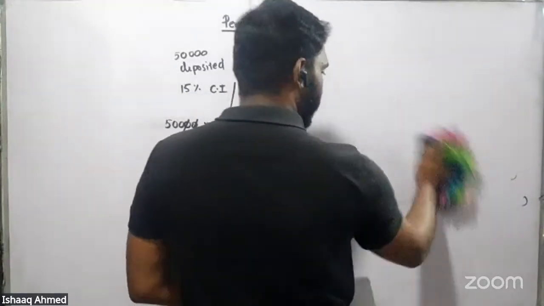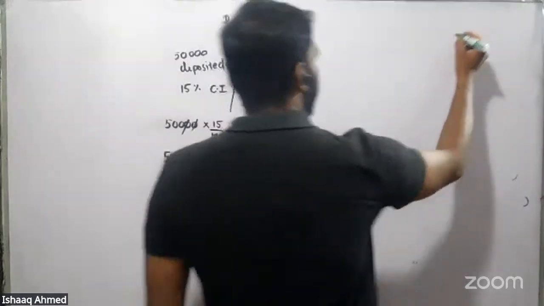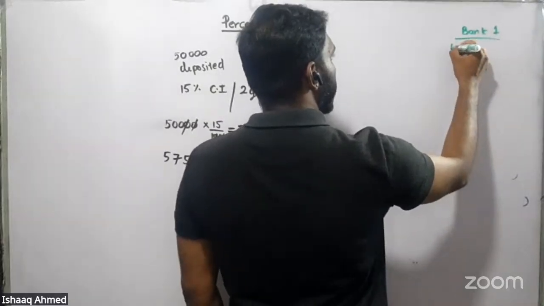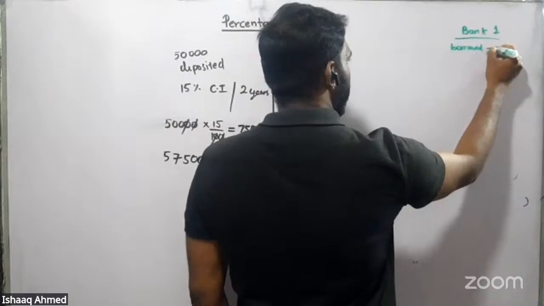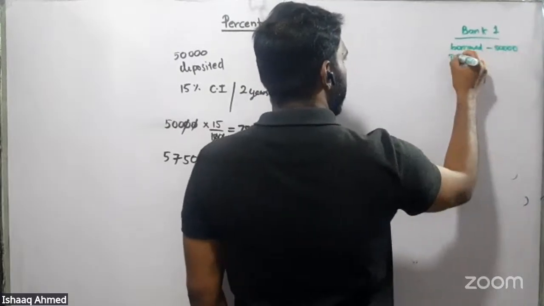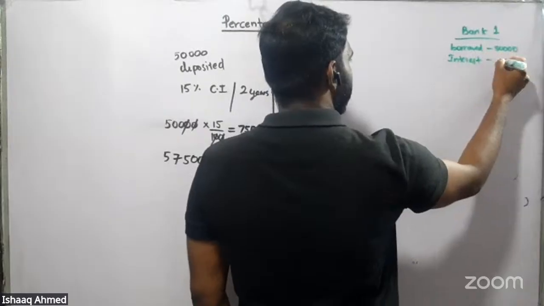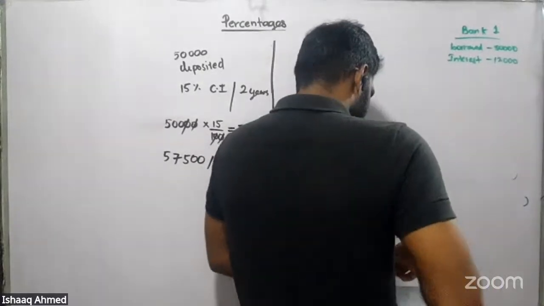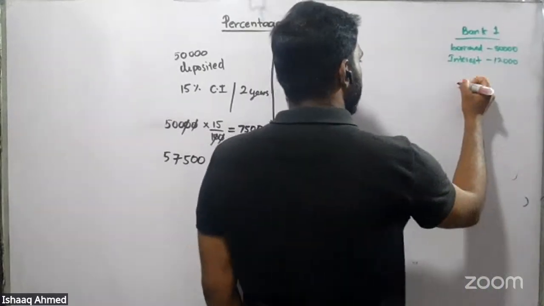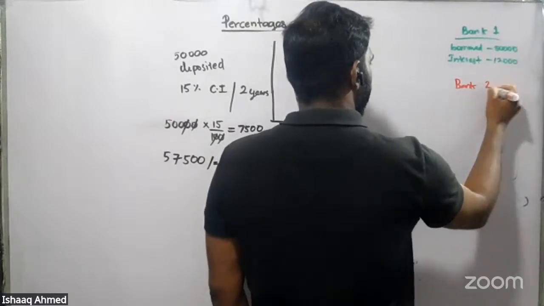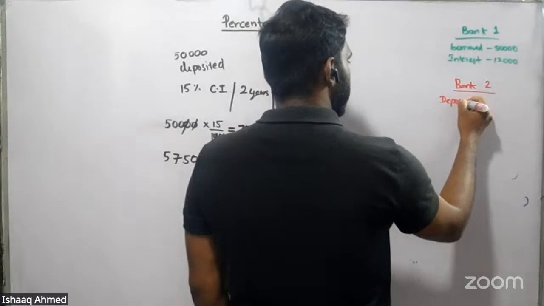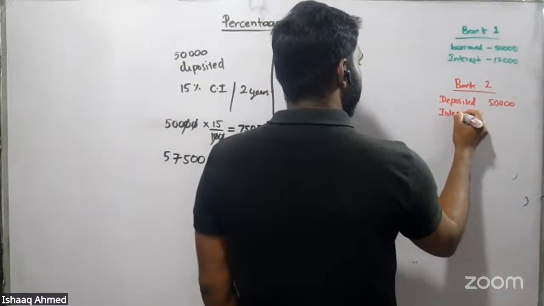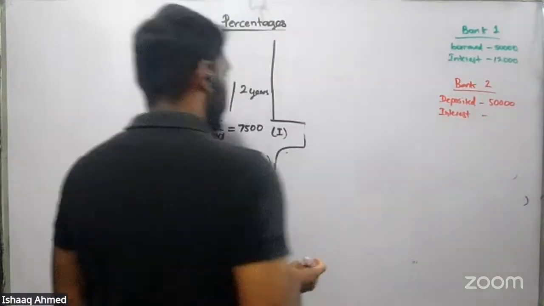So if we consider bank 1, he borrowed 50,000, and the interest he has to pay is 12,000. If you consider bank 2, he deposited 50,000. The interest he got, how much? That we have to calculate.